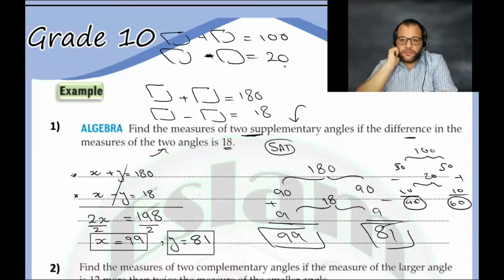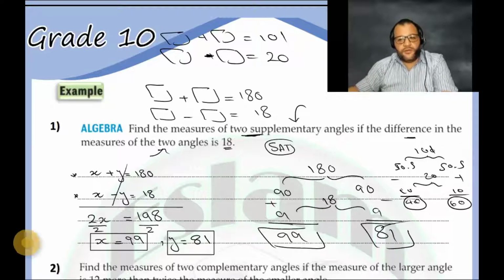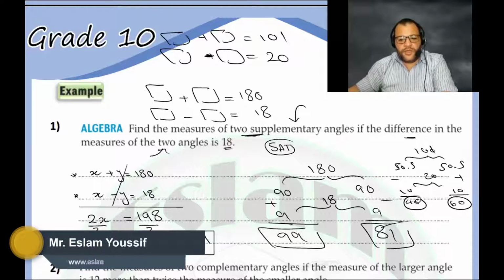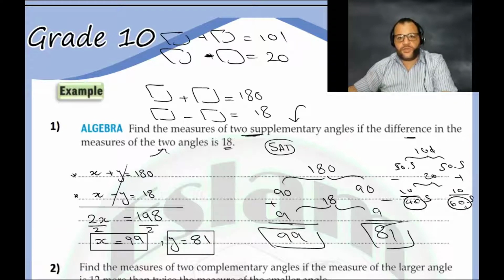What will happen if the number is an odd number? Like instead of 100, it was 101. It will give you a decimal. We will solve it the same way, except we will have decimals. It will be 50.5. If you subtract now, it will be 40.5. And the other one will be 60.5. No, it will be 59.5.